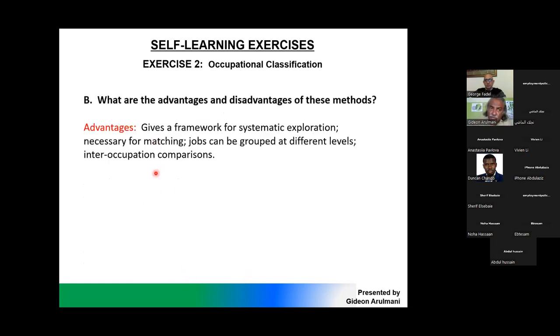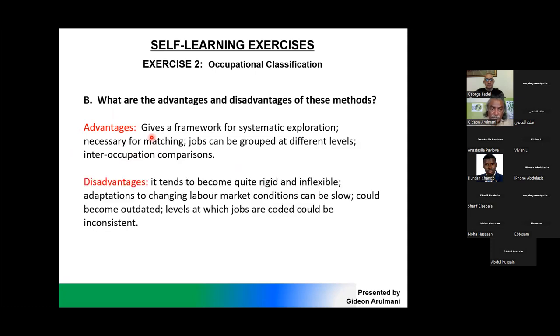Now, we also saw that there are advantages and disadvantages of these methods. The advantage, of course, is that it gives us a framework for exploration, a framework for job matching, grouping jobs, doing inter-occupational comparisons. These are some of the advantages of the methods that we spoke about. Now, there are disadvantages. The disadvantage is that once you put a method into place, you can see, when you saw the ISCO yesterday, for example, revisions of the ISCO happen once in 10, 15 years, because revising is a big job. It's quite complicated. So once ISCO 2008 has come, we are stuck with that until the next revision, when that happens and how validation, all these things can go on. So one of the disadvantages of a system is that it can become rigid and inflexible.